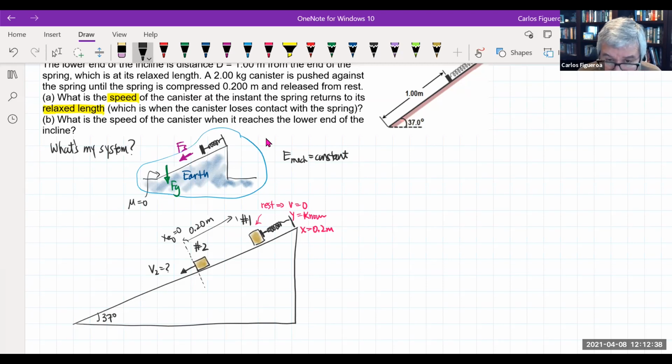So now I'm going to start my process here. So what's my process? I know that E mechanical is a constant. If it's a constant, I know it's got to look like this here.